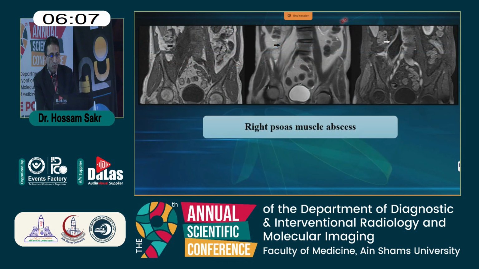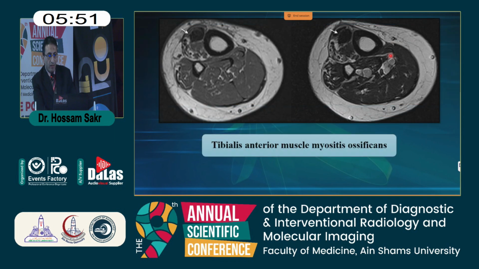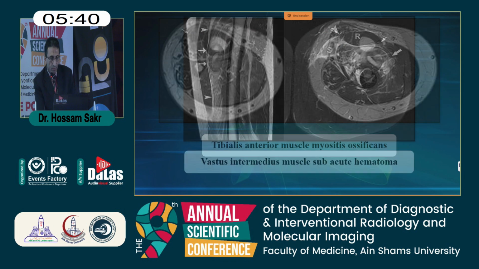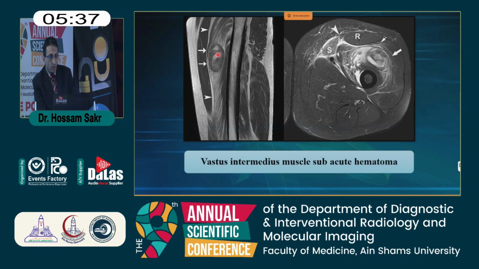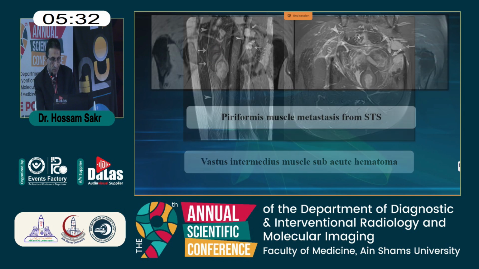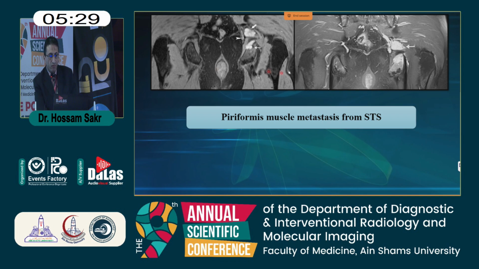Then an example of a psoas muscle abscess within the right psoas muscle. This is an abscess here as compared to the normal contralateral left psoas muscle. This is a contrast enhanced study with rim enhancement. Tibialis anterior muscle myositis ossificans, low signal on all pulse sequences due to presence of calcifications. Subacute hematoma within the vastus intermedius muscle. Piriformis muscle metastasis from soft tissue sarcoma.